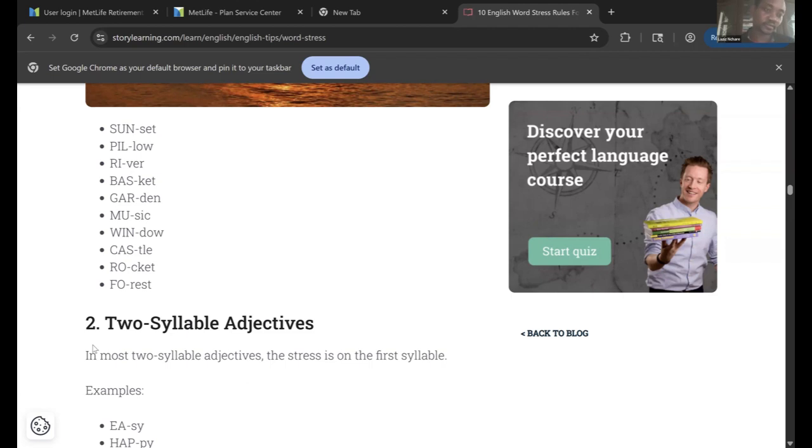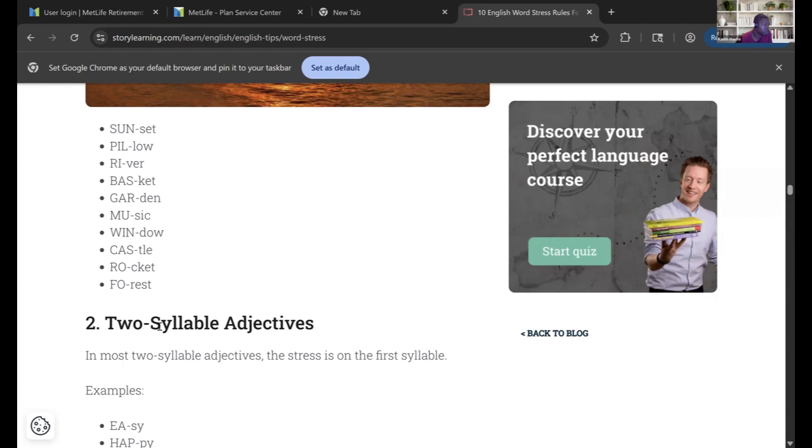So, okay, what is the main generalization that you have to keep in mind with the two-syllable words that we have right here? The stress is on the first syllable. Every time, all you need to do is raise your voice on the first syllable and then lower your voice on the second syllable, and that will give you sunset, pillow, river, basket, garden, music, window, castle, rocket, forest. Okay, that's it.